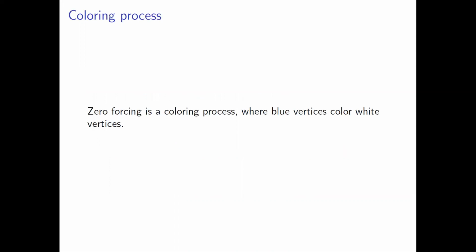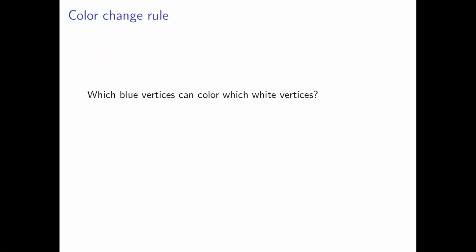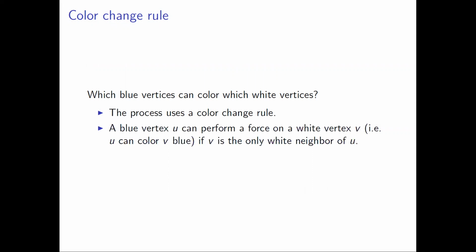Zero forcing is a coloring process where blue vertices are able to color white vertices, but only some blue vertices are allowed to color only some white vertices. And which blue vertices are allowed to color which white vertices is determined by a color change rule. That color change rule says that a blue vertex can perform a force on a white vertex. In other words, the blue vertex can turn the white vertex blue if the white vertex is the only white neighbor of the blue vertex.